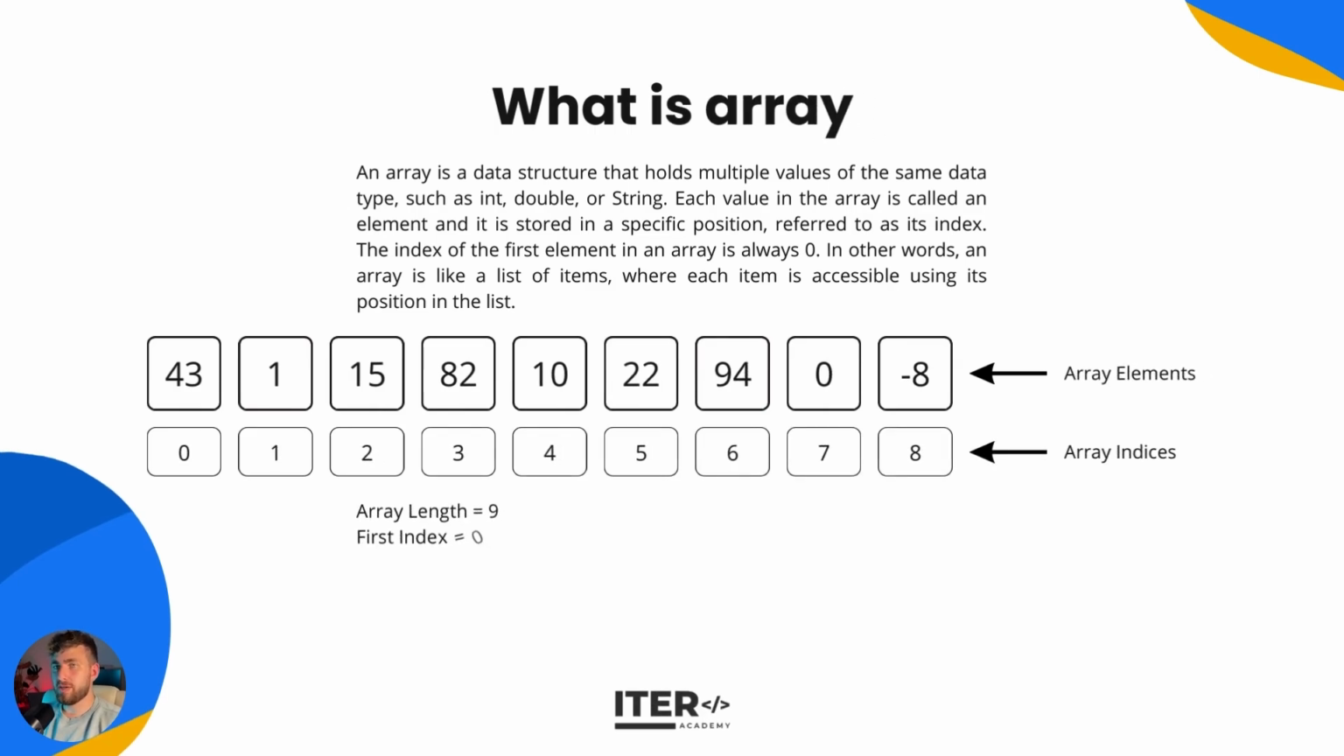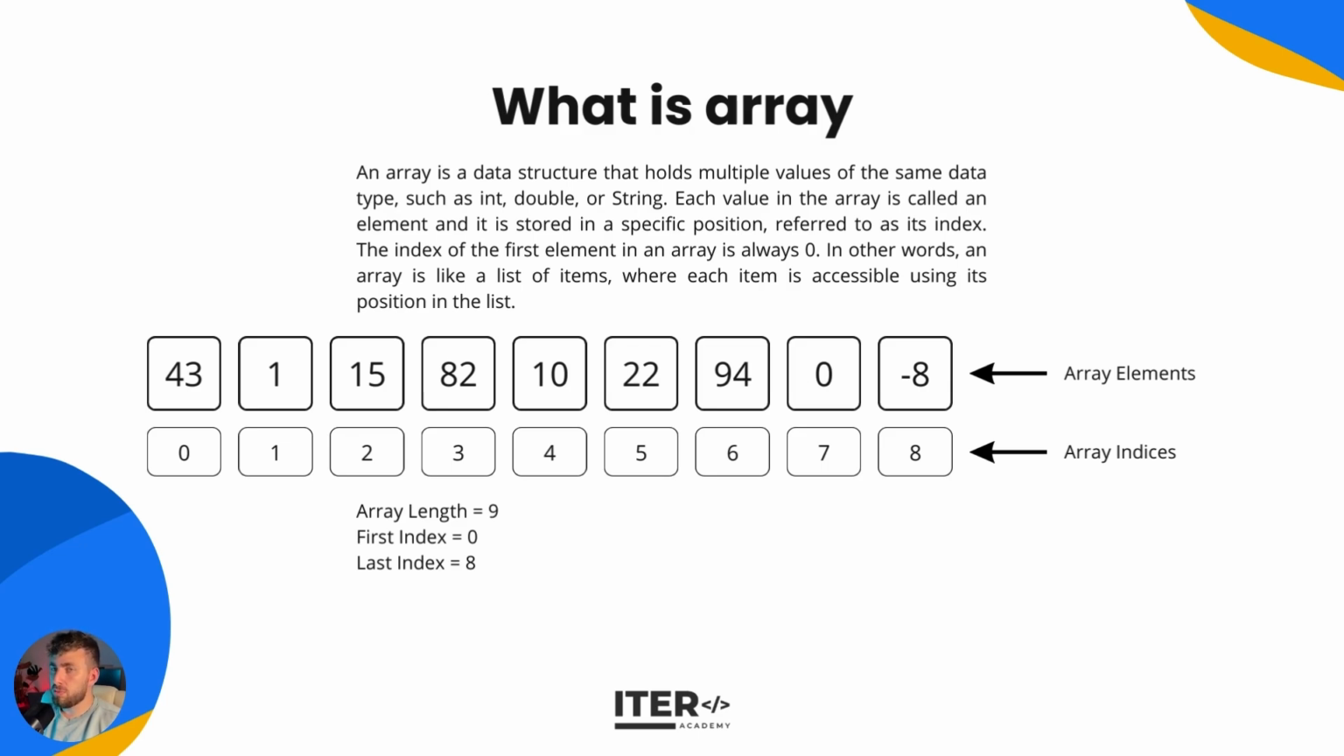So what is an array? An array is a data structure that holds multiple values of the same data type, such as int, double, or string. Each value in the array is called an element, and it is stored in a specific position, referred to as its index. The index of the first element in the array is always 0. In other words, an array is like a list of items where each item is accessible using its position in the list.